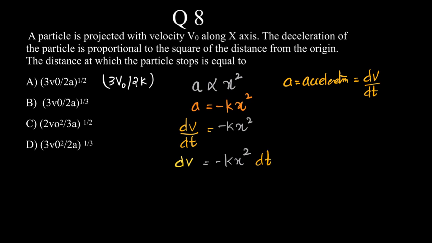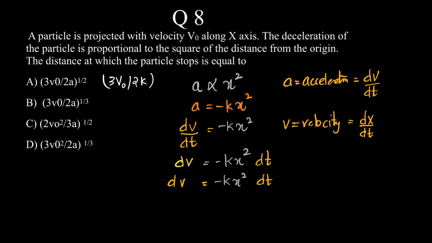Now, so dv, what is dv equal to? See, what is v? v is velocity, and velocity is equal to dx by dt. Okay, so what we're going to do is a small rearrangement here. And how will it look like? I'll tell you. See, we have written here dv is equal to minus k x square into dt.